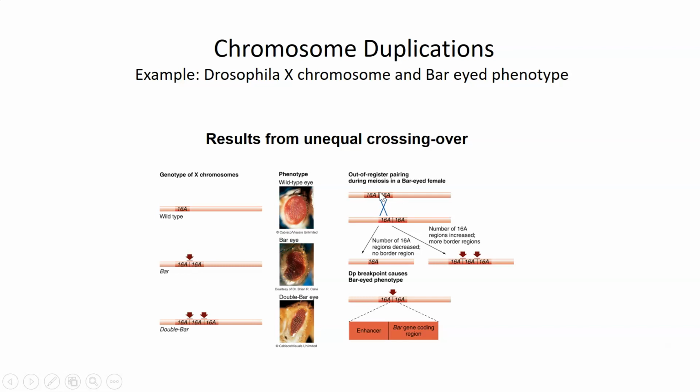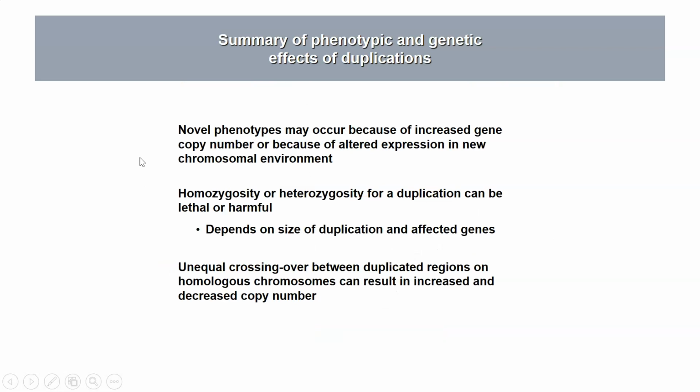If you have an individual that's homozygous for this two-copy version and an unequal crossing over between that, you can produce a chromosome that has three copies. And an individual having three copies of this chromosome produces an even more extreme version, the double Bar-I phenotype. So even more prolonged and narrower. Okay? So the phenotype is a result of the number of copies of this segment of the genome.